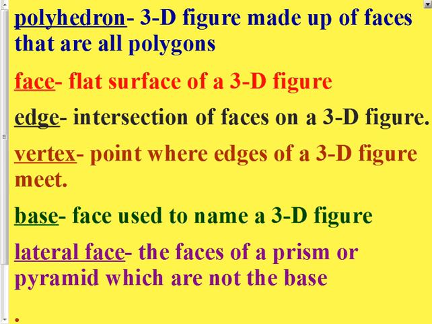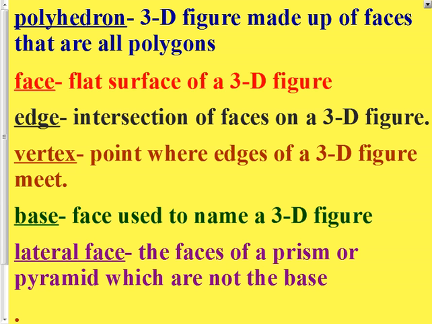And then the base is a face, but specifically it's the face that we use to name a three-dimensional figure. And lateral faces are also faces, but they're the faces of a prism or a pyramid which are not the base. So in other words, every prism or pyramid is made up of faces, and those faces are either a base or a lateral face.